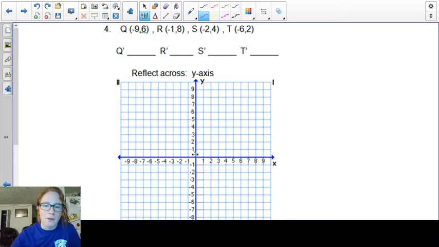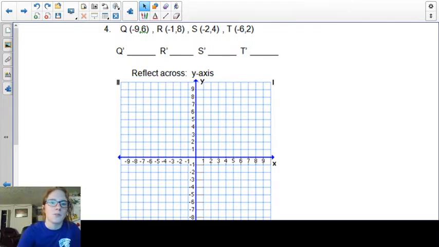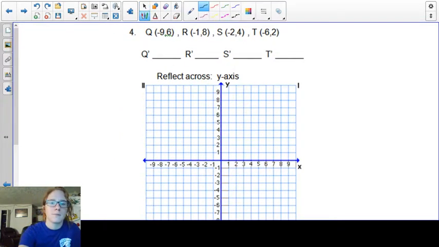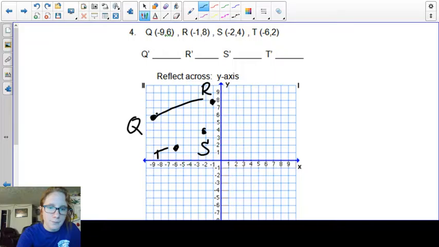Right now we're going to flip across the y. So let's go ahead and do our original picture. I'm going to move this over just a smidge. So I have negative 9, 6, which is Q. I have negative 1, 8, that is R. Negative 2, 4, which is S. And I have negative 6, 2, which is T. Kind of looks like a trapezoid there.